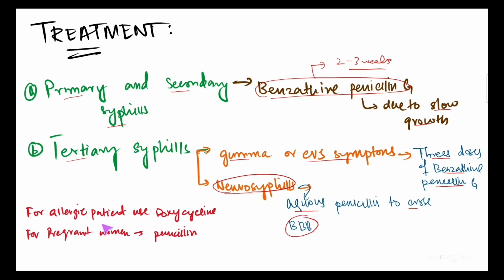And if the patients are allergic to penicillin, then we use doxycycline, and for pregnant women we use penicillin. This is high yield. For pregnant women we use penicillin, and for allergic patients we use doxycycline. So that's all for today. Thank you.